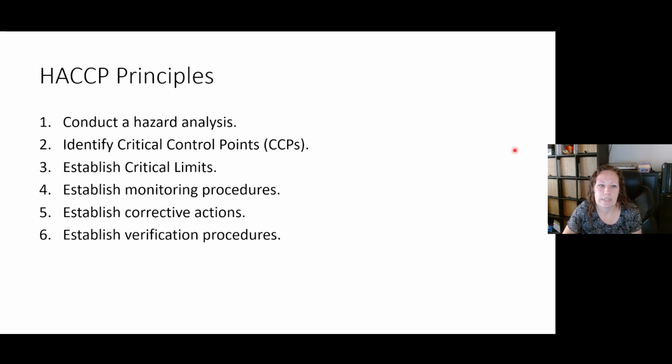Number 6 is establish verification procedures. And so for this one, you must verify that your process is working. Now, this is the one that is written incorrectly in the book. This is about verifying within yourself that your process is working. So you're checking the accuracy of your thermometers. Okay, if your thermometers are inaccurate, then the whole system is not working. You're reviewing records to ensure that your plan is being followed. That is verifying that your process is working.